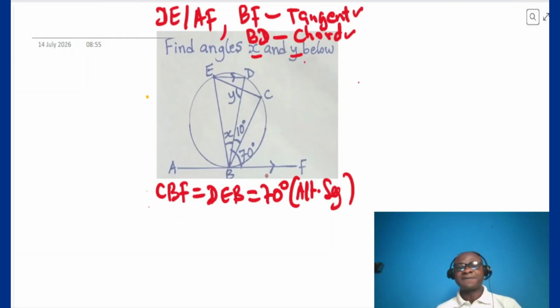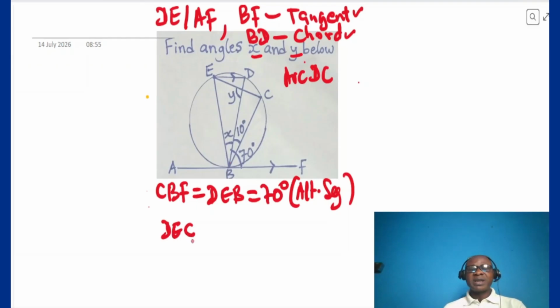I want you to see again the arc DC. We want to make use of it. Notice that arc DC subtended an angle on the circumference at E. The same arc DC subtended an angle at the circumference at B. So we can now say that angle DEC is equal to angle DBC, and that is equal to 10 degrees.